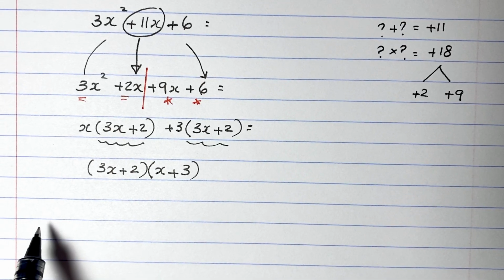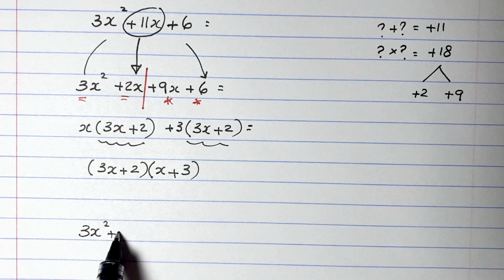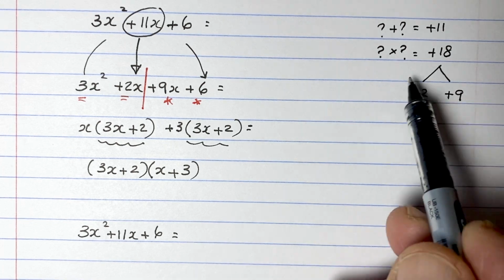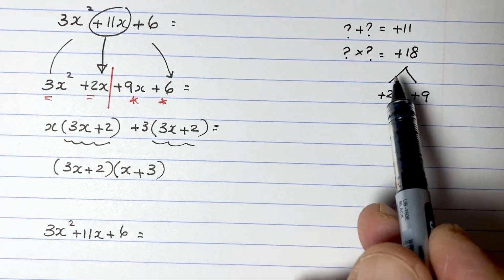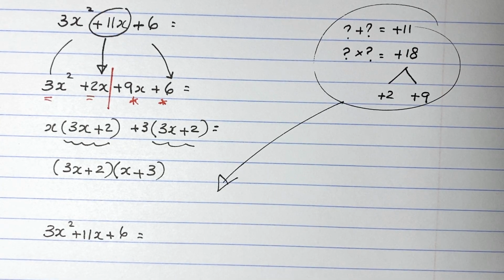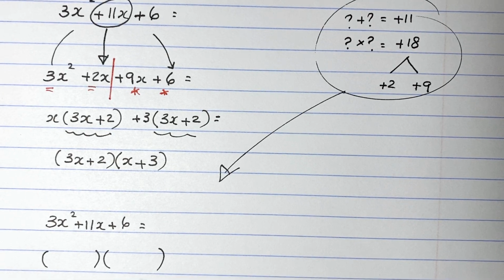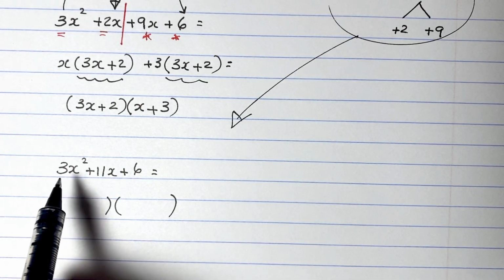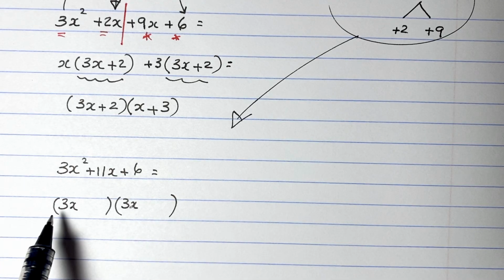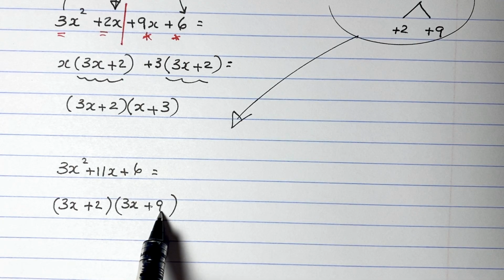Now the quick method, 3x squared plus 11x plus 6, using the same information, I won't write it again. I'll go straight into the factorization form. Because we start with 3x squared, I'll put 3x and 3x in each. We know it's wrong, because 3 times 3 doesn't make 3. Then plus 2 and plus 9 from here.